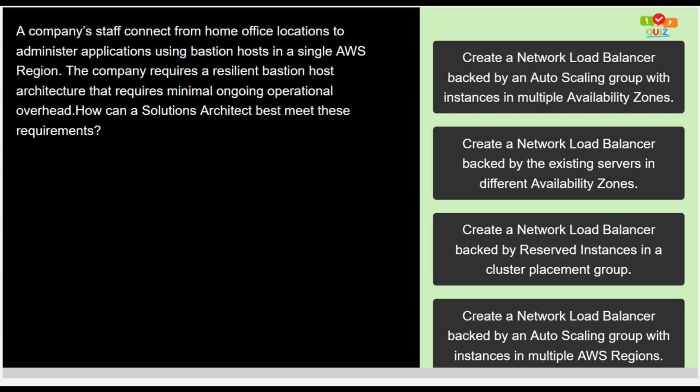All right. So this is our second question. A company's staff connect from home office locations to administer applications using a bastion hosts in a single AWS region. The company requires a resilient bastion host architecture that requires minimal ongoing operational overhead. How can a solutions architect best meet these requirements?